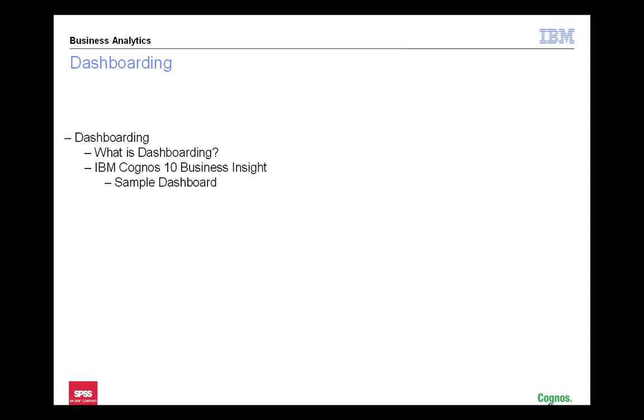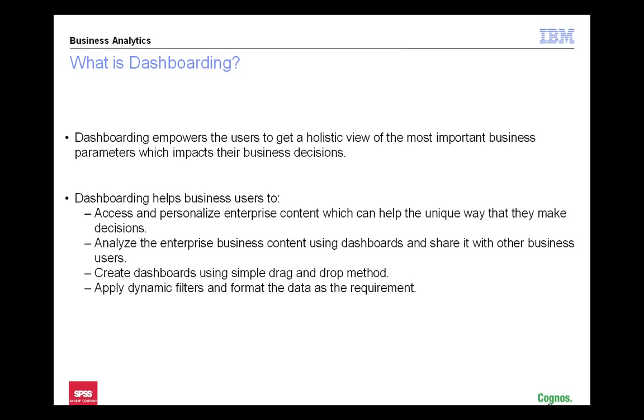Dashboarding is actually creating the personalized dashboards, and then we'll just see a sample dashboard in Cognos Business Insight. What dashboarding does is it gives you a holistic view of your most critical parameters in business. Then it can help the business users to actually personalize the enterprise content, and the way they take business decisions, that way they can personalize the contents and see that information that they want to look at and take business decisions accordingly. You can actually create dashboards by simple drag and drop.